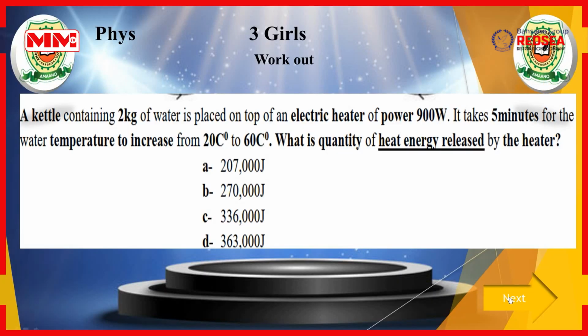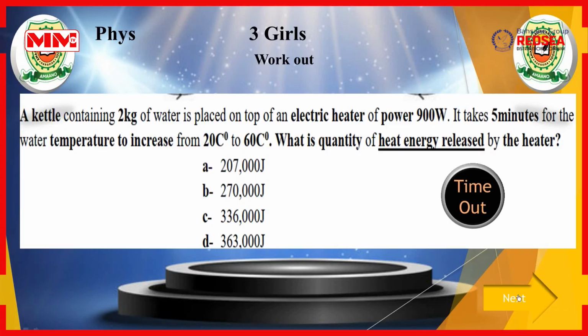A kettle containing 2 kgs of water is placed on top of an electric heater of power 90 watts. It takes 5 minutes for the water temperature to increase from 20 to 60. What's the quantity of heat released by the heater? Timed out, the answer is P. Okay, but the next one we'll pass to the other group. These questions have not been passed to either of the groups.